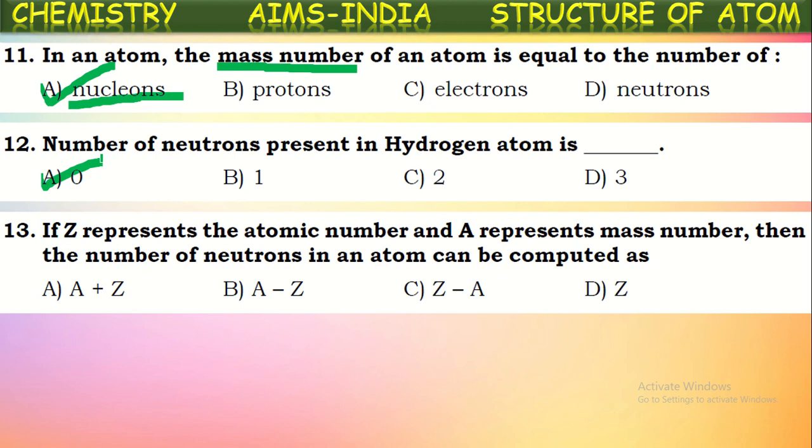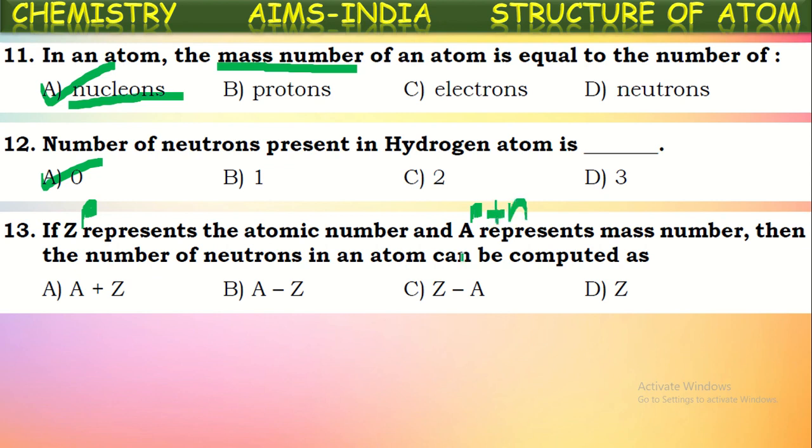Next question. If Z represents atomic number and A represents mass number, then the number of neutrons in an atom can be expressed as... The number of neutrons can be calculated if we know the mass number and atomic number of an element, because atomic number represents the number of protons of that element and mass number represents the number of protons plus neutrons of that element.